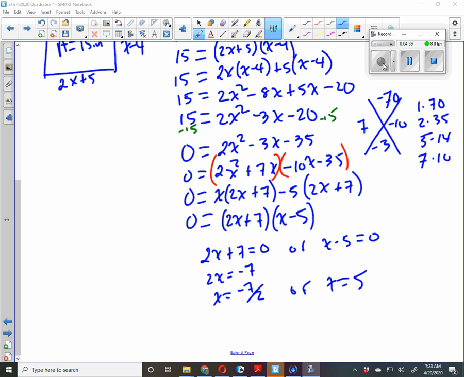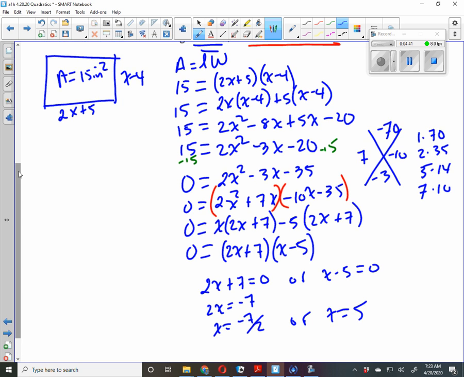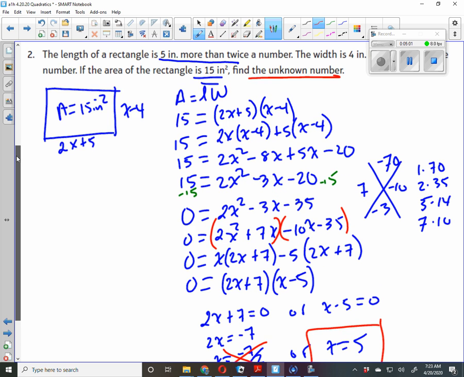Now remember, is it reasonable for x to be a negative? Not in this case. That means that length there would be negative. So we know that we can eliminate the negative, and we found x equals 5. We could also ask you to find the length and the width, but this question didn't ask that.